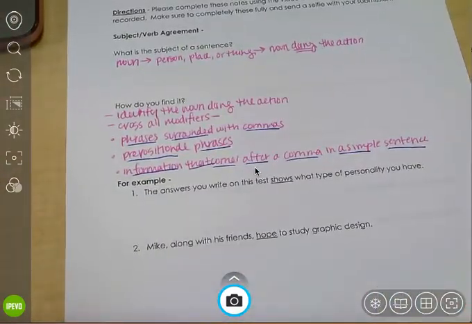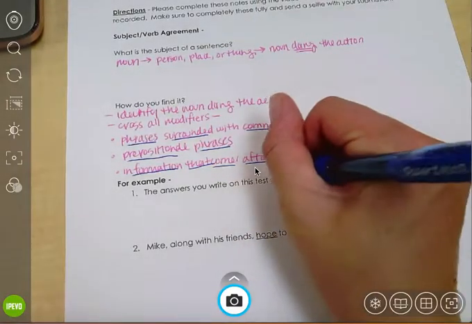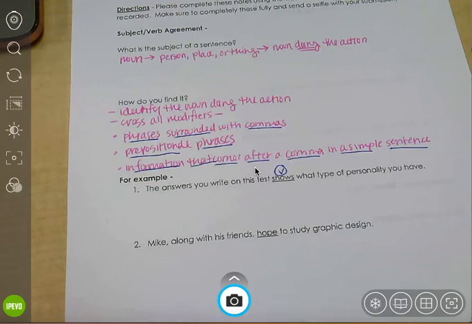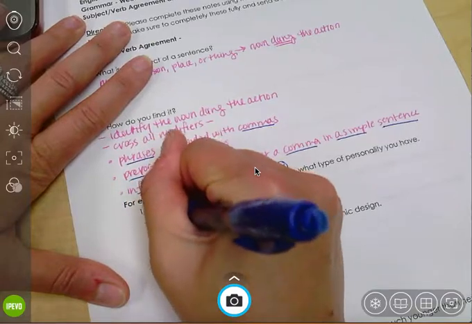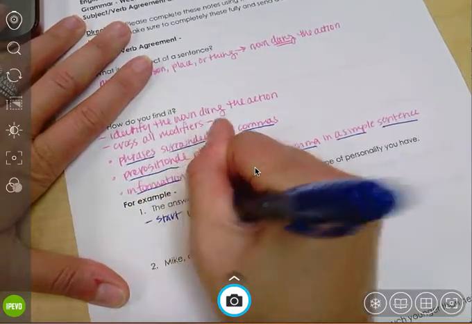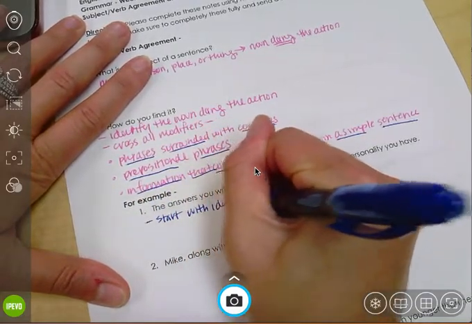Okay, so for example, we have to figure out the noun that is doing the action. So let's look at number 1. It says, the answers you write on the test shows what type of personality you have. Okay, so there's a lot going on there. First of all, I'm going to identify the verb. And that's a great place to start if you're not sure where to start. You can always start with identifying the verb.